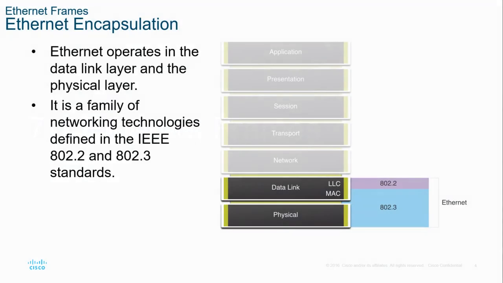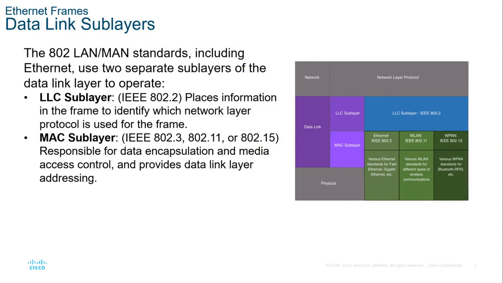So, the Ethernet frames. Ethernet operates in the data link layer. Ethernet is a protocol, and it operates at the data link layer and the physical layer, on these two layers. So it is a family of networking technology, defined by these two standards: Ethernet, the wired, and then the wireless LAN standard.